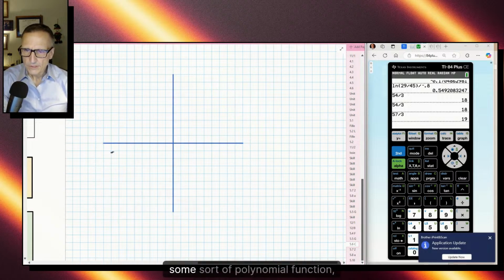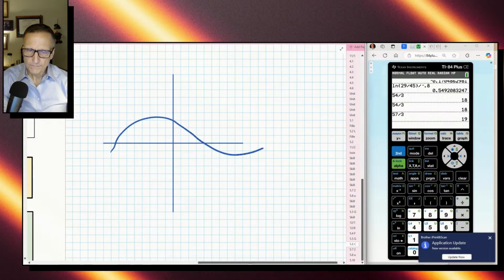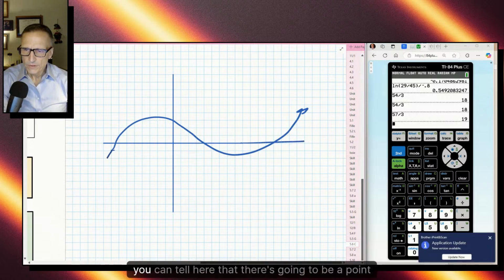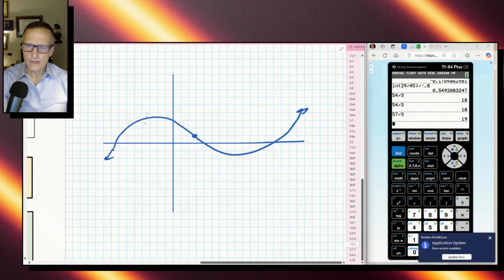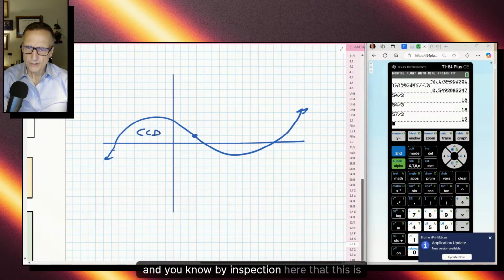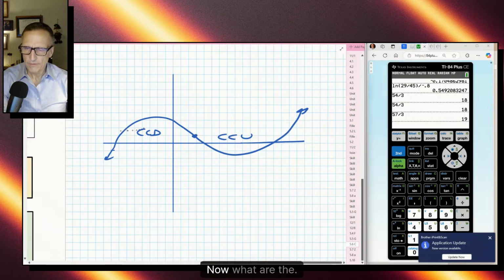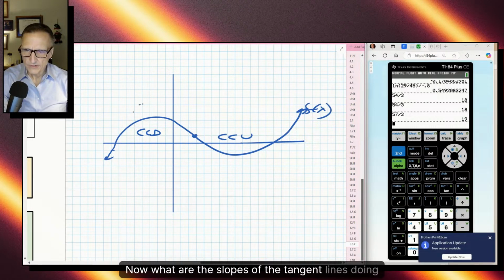So if we have some sort of polynomial function, like a third degree polynomial, you can tell here that there's going to be a point of inflection about right there. And by inspection, this is concave down over here and this is concave up. Now, this is f of x. Now, what are the slopes of the tangent lines doing?